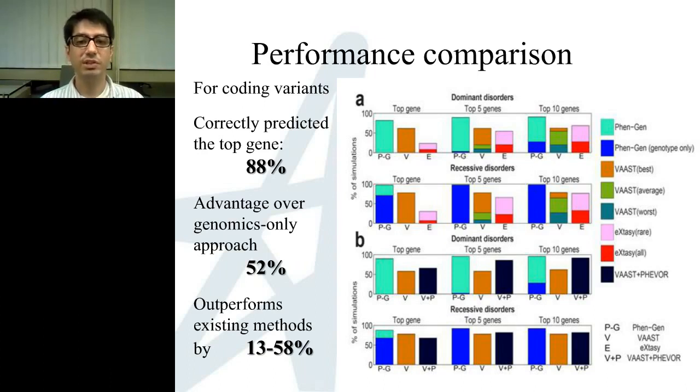In general, Phen-Gen outperforms the competition by 13 to 58%. And if you take the average of dominant and recessive simulations, it is able to identify the disease causal gene in 88% of the simulations.